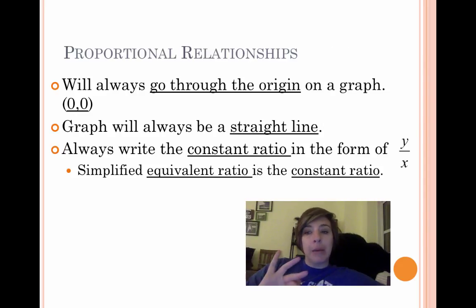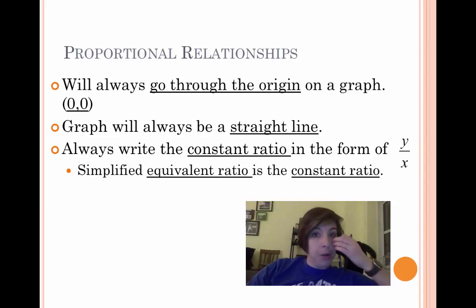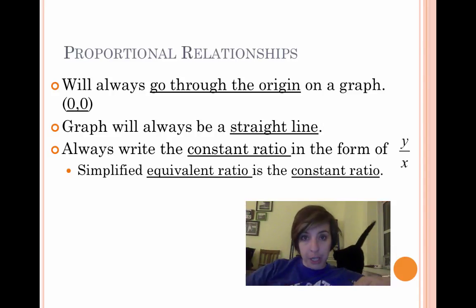This is when we're talking about a graph. Proportional relationships will always go through the origin on a graph. That means that they will always go through that (0, 0) point, and they will always be a straight line. If you see a graph and it asks you if this relationship is proportional, if it is a straight line and it goes through the origin, the answer is yes.